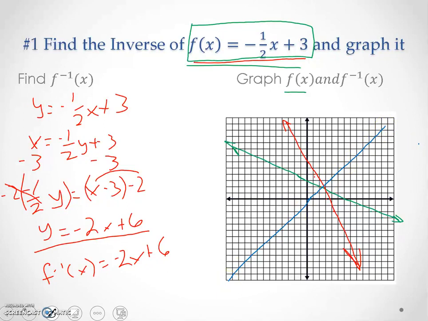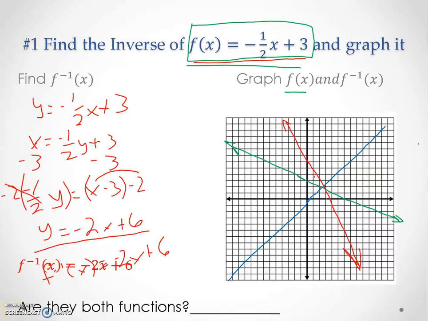And that's essentially what we want when we find the inverse of two things. And a quick question that we would want to ask is, are they both functions of each other? And they both pass the vertical line test. Every vertical line hits both of them one time. So yes, these are both functions.